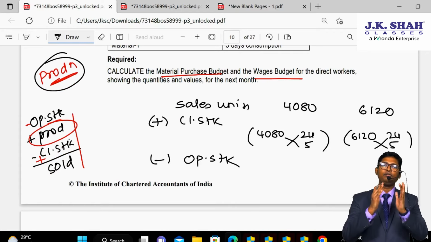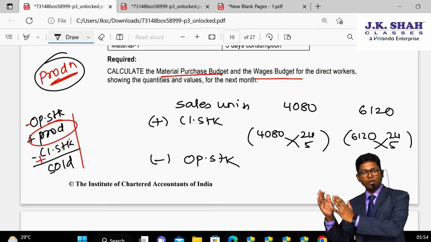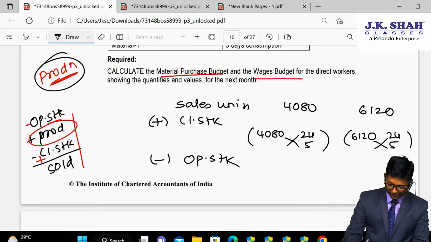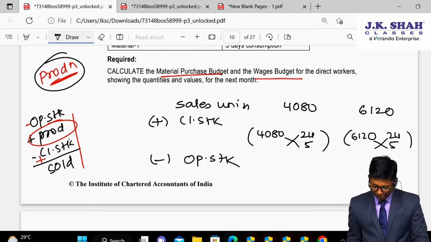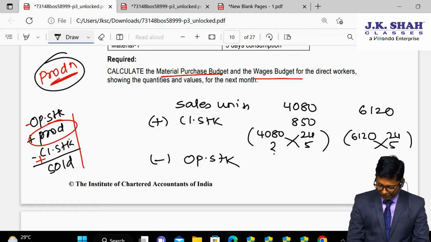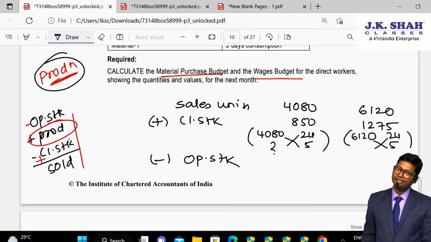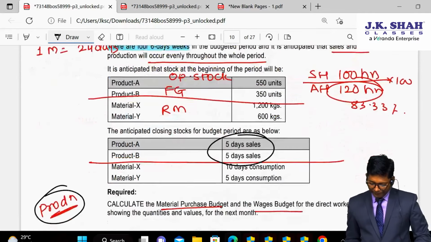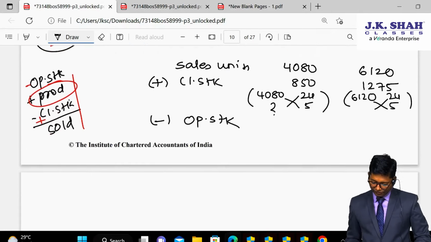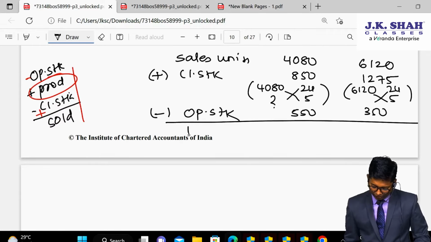If 4080 units are for 24 days, what is the number of units for 5 days? 4080 into 5 divided by 24 will give you 850 units. 6120 into 5 divided by 24 will give you 1275 units, and here closing stock is completed. Same way, opening stock is given in the question, 550 and 350. When you adjust this quantity, you will get your production.